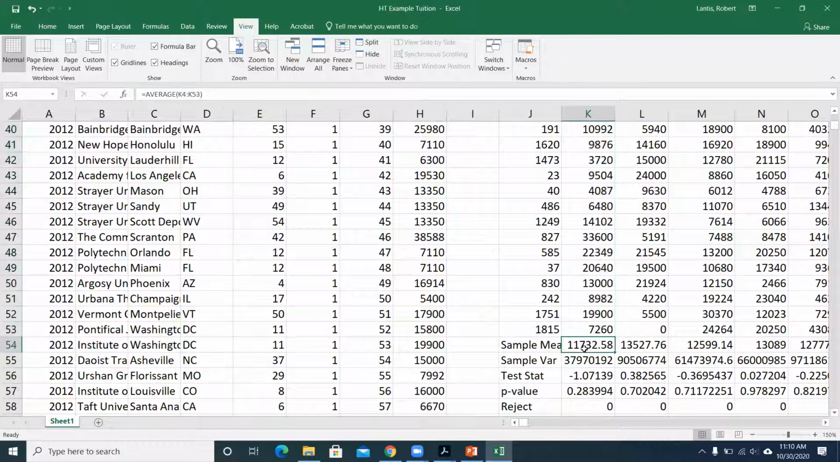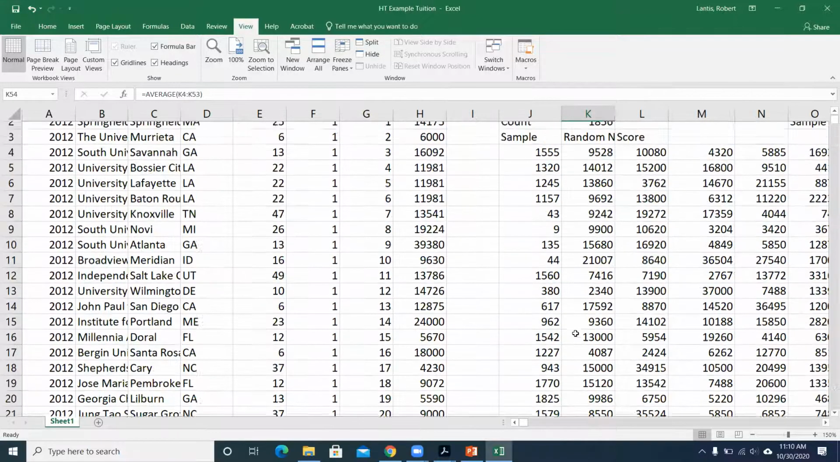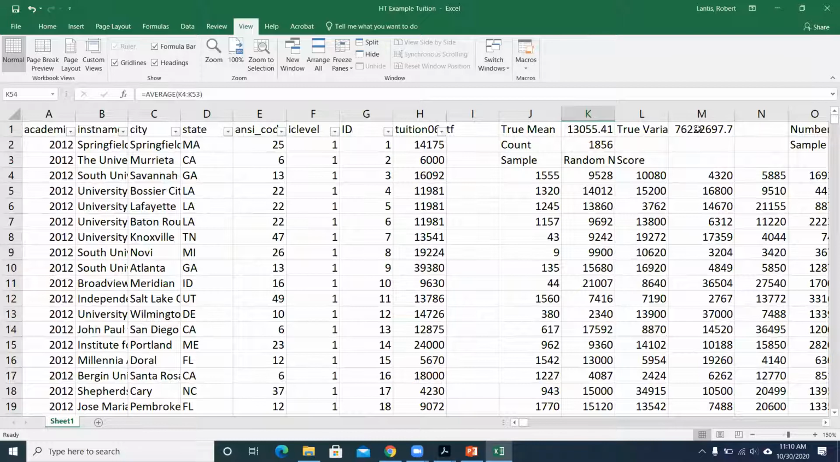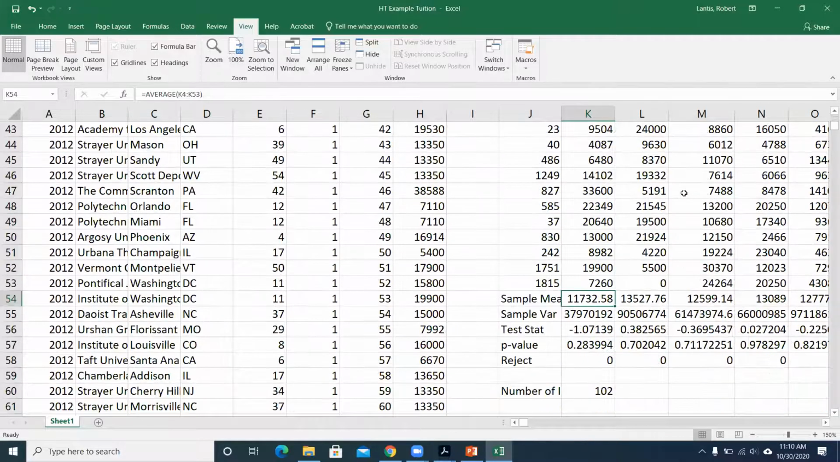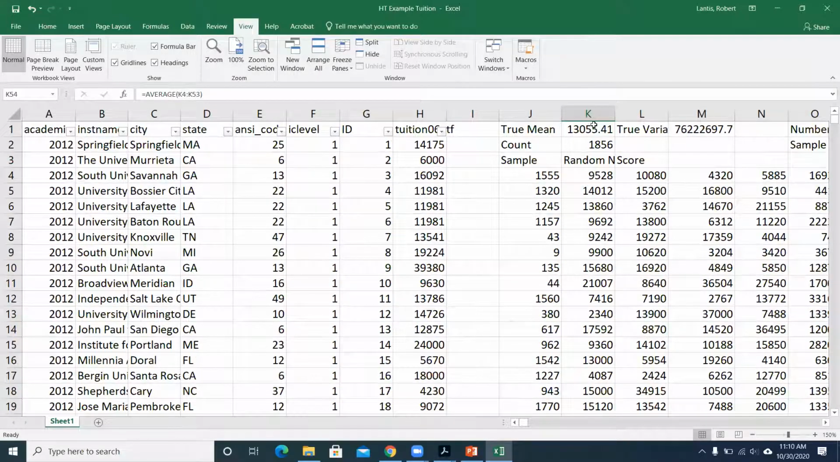Well, I could find my sample mean, and let's say someone tells me, you don't have the full population data, you only have these 50 schools. But I do have the population. I can tell you the true variance is, what, 76 million, right? So you go, okay, well, I can take the sample mean I found, right?